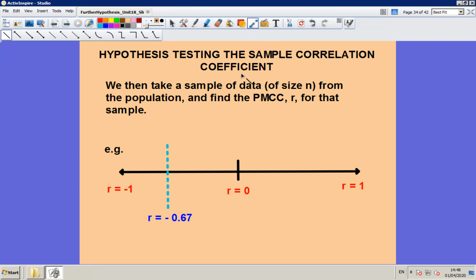So, once we've defined our null hypothesis and our alternative hypothesis, we then pull out a sample of data of size n from the population, and we find the PMCC R for that sample. In this case, I've imagined pulling out a sample of data and finding that the PMCC is equal to minus 0.67.